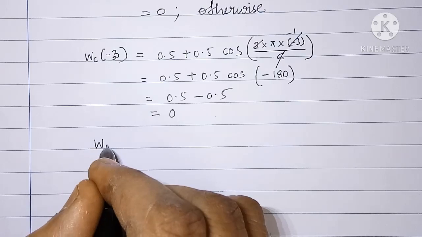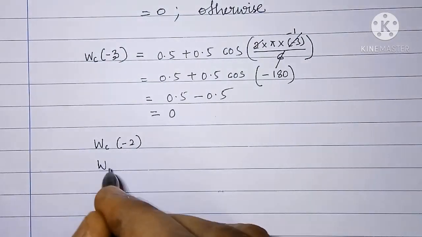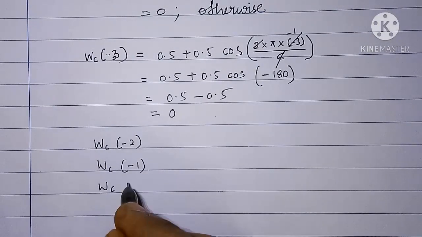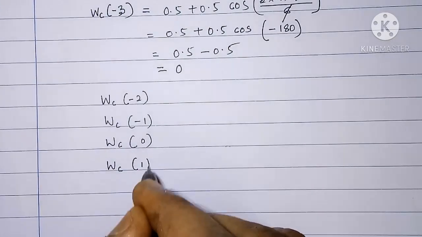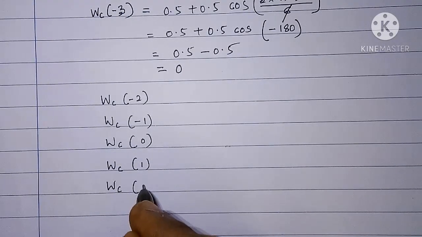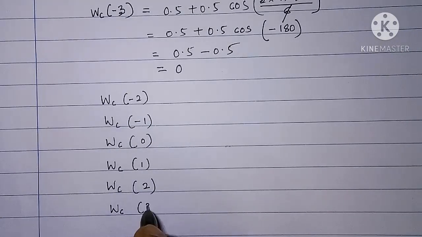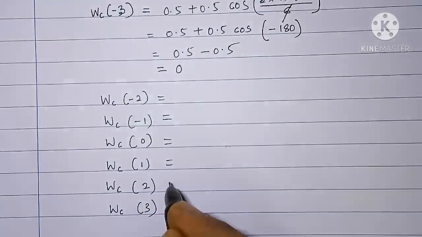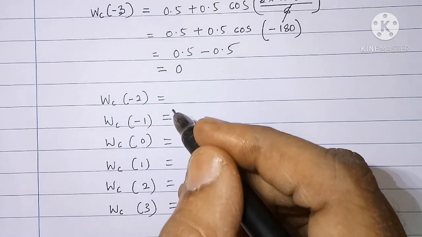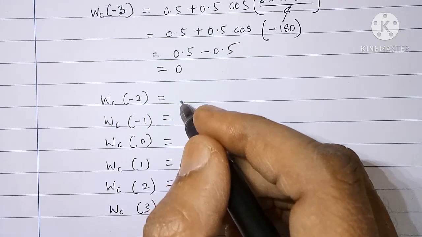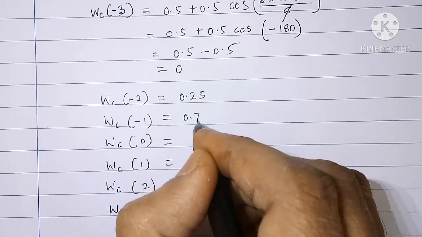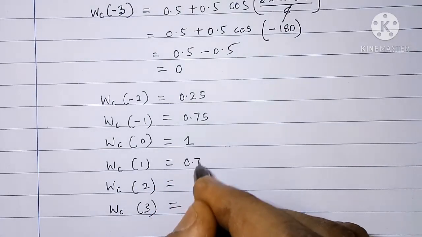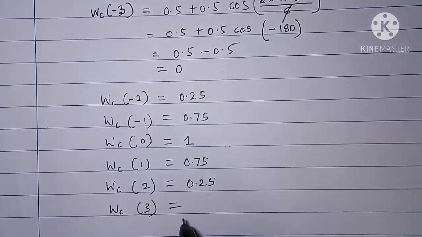I will write here the remaining values directly. WC of minus 2, WC of minus 1, WC of 0, WC of plus 1, WC of plus 2 and WC of plus 3. WC of minus 2 is equal to 0.25, WC of minus 1 is 0.75, WC of 0 is 1. So due to symmetry we can now write the remaining values directly as 0.75, 0.25 and 0.